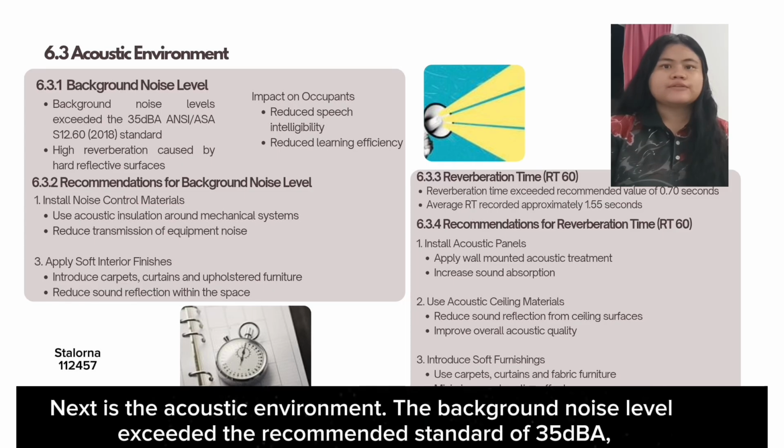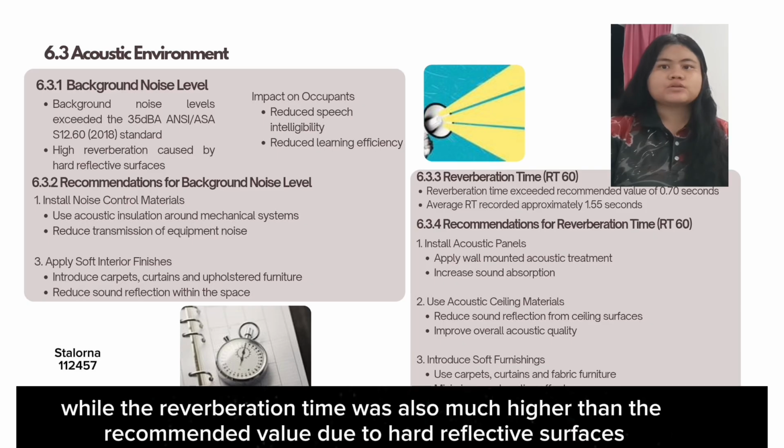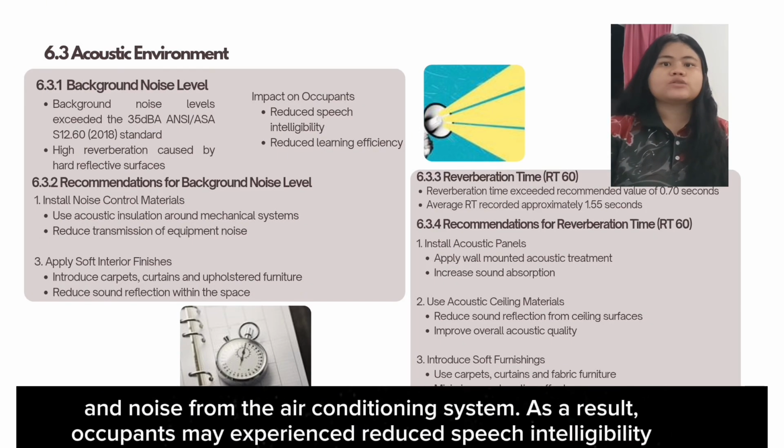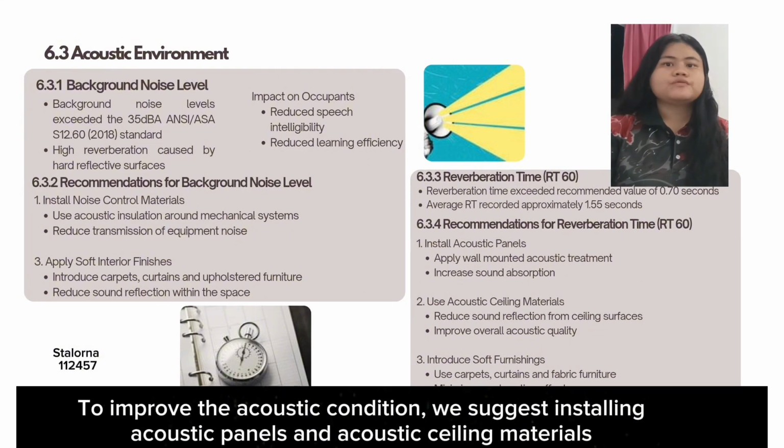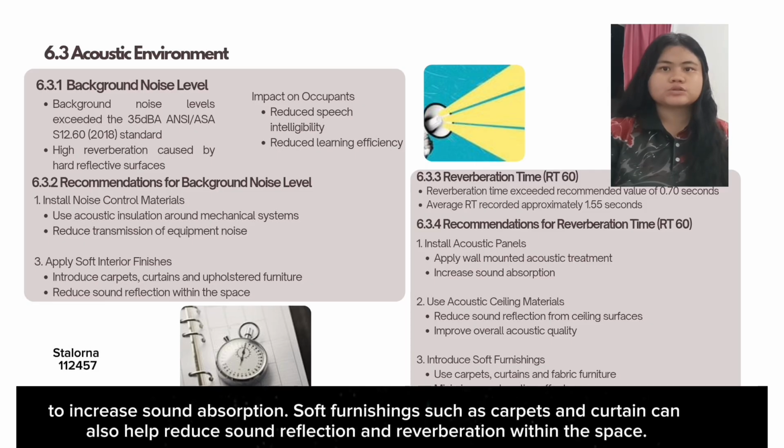The background noise level exceeded the recommended standard of 35 dBA, while the reverberation time was also much higher than the recommended value due to harsh reflective surfaces and noise from the air conditioning system. As a result, occupants may experience reduced speech intelligibility, lower learning efficiency, and communication difficulties. To improve the acoustic condition, we suggest installing acoustic panels and acoustic ceiling material to increase sound absorption. Soft furnishings such as carpet and curtains can also help reduce sound reflection and reverberation within the space.